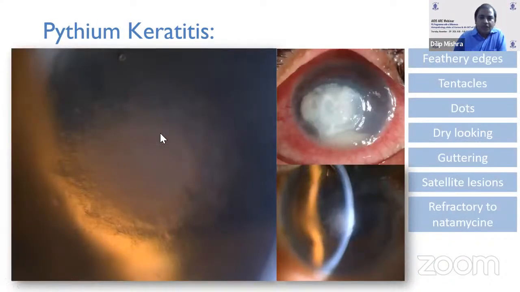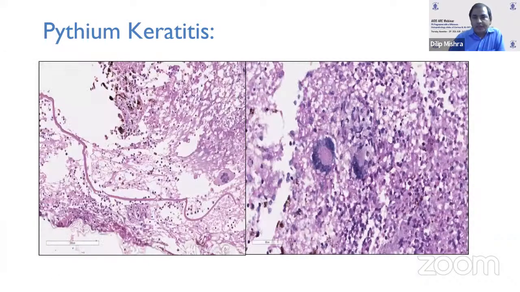Now, Pythium keratitis, which is also mostly misdiagnosed as fungal keratitis. You can see this is the clinical image. Pythium keratitis is a very aggressive infection. In this histopathology, there is a perforated cornea along with necrosis. This is the necrosed area. There is pigment dispersion, this one is the Descemet's membrane, and this one is the multinucleated giant cells. On higher magnification, you can see multinucleated giant cells admixed with many neutrophils and lymphocytes.